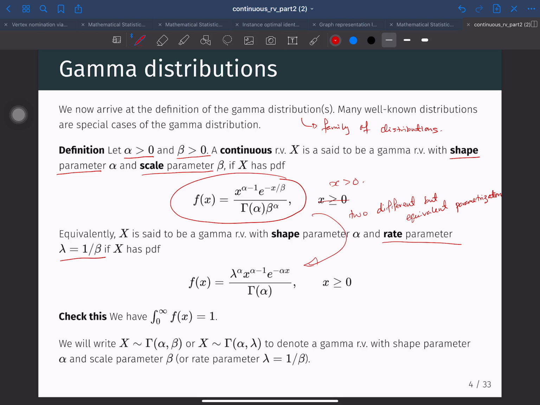Okay, so check at your leisure that this is a valid PDF. What this implies is the following very useful fact that we will see later: the integral of x^(alpha minus 1) e^(minus x over beta) dx has to be gamma of alpha times beta to the power of alpha. We will write X ~ gamma(alpha, beta) or gamma(alpha, lambda) to denote a gamma random variable. Because of these two parameterizations, we will usually be explicit and say whether we have shape and scale or shape and rate.